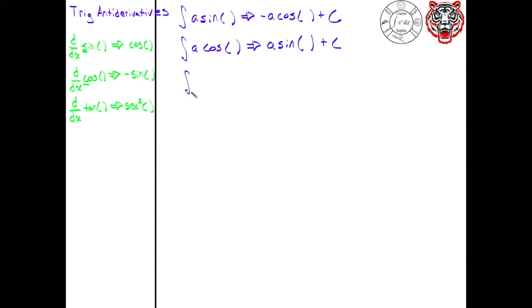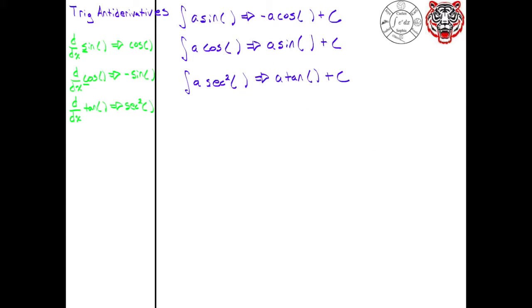And last but not least, we have our a times secant squared of the inner. What is this thing? I'm only 90% sure that we have learned this, but I think we have. Going back from secant squared is just tangent. So a times tangent of the inner plus c. These three things we now need to memorize. Okay, I have two examples and then we can finish.